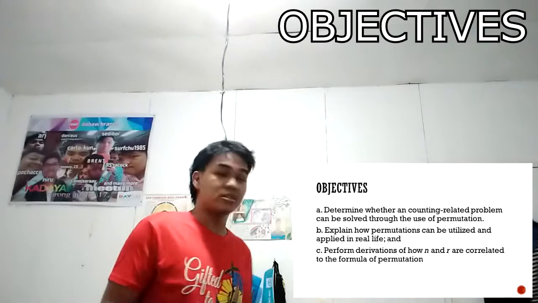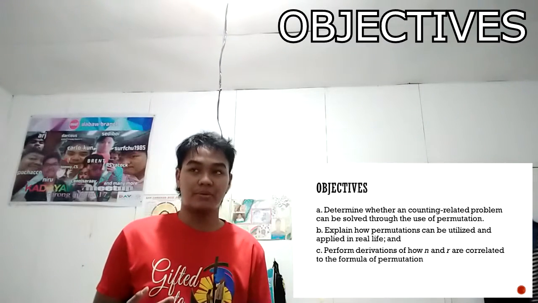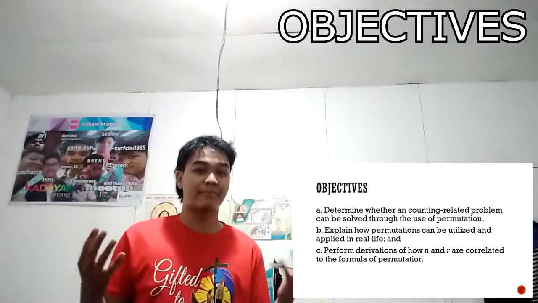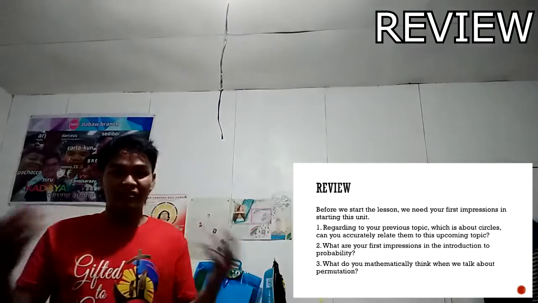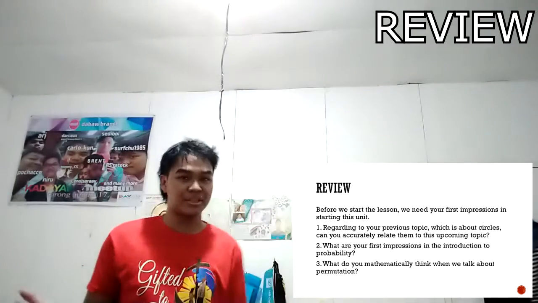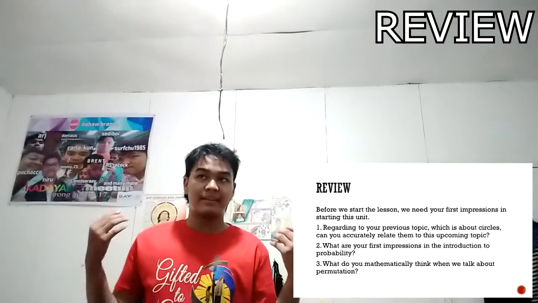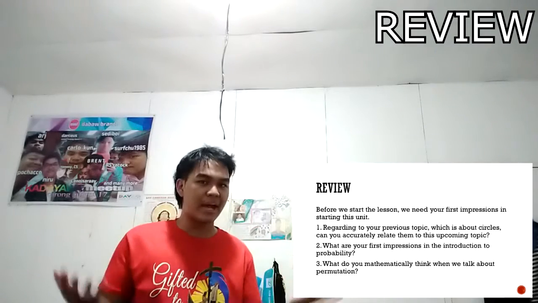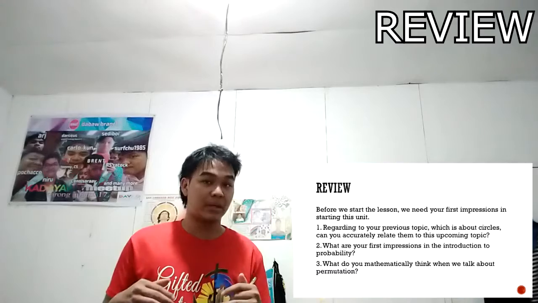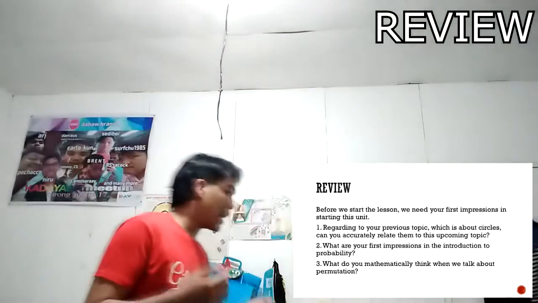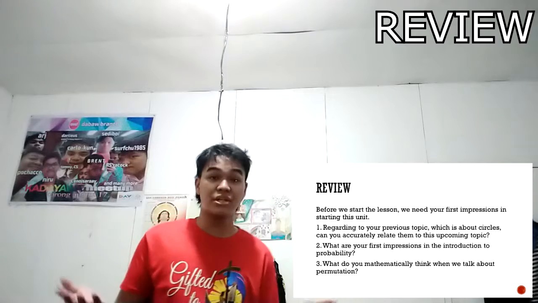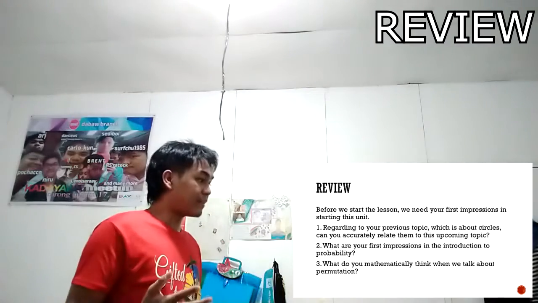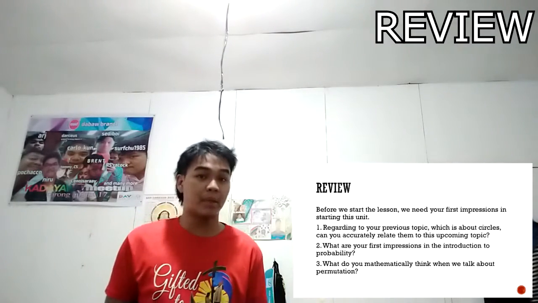So before we actually start the lesson, we need to ask you, the students, about what your prior knowledge is or what your first impression of this current lesson is. So my first question is, regarding your previous topic, which is about circles, or the last term of your second quarter, can you accurately relate them to this current topic, which is about probability? Number 2, what are your first impressions of the introduction to probability? And number 3, what do you mathematically think about permutations?